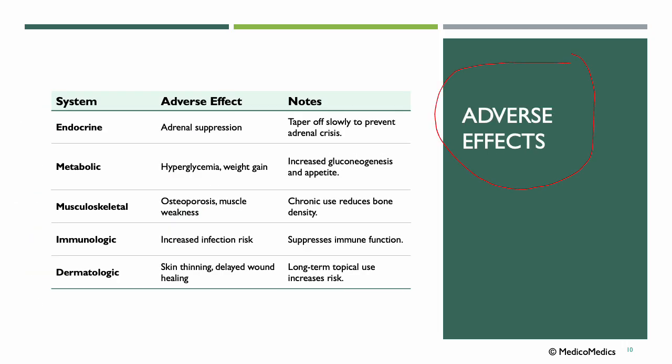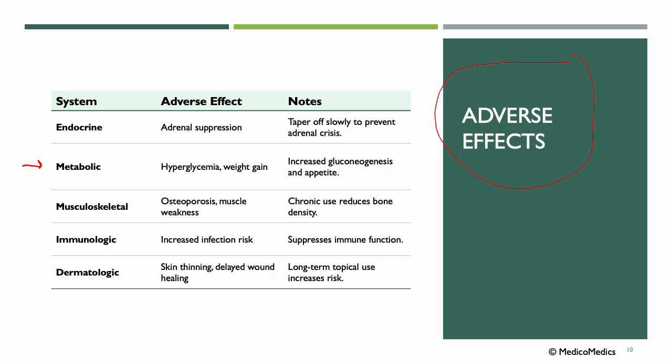Now, what are then some adverse effects? Well, corticosteroids can cause a range of adverse effects, right, across multiple body systems. In the endocrine system, prolonged use can suppress, as we mentioned before, the hypothalamic-pituitary-adrenal axis, the HPA axis, leading to adrenal suppression, meaning a condition where the body's own cortisol production is reduced. So to avoid adrenal crisis, doses must be tapered gradually.